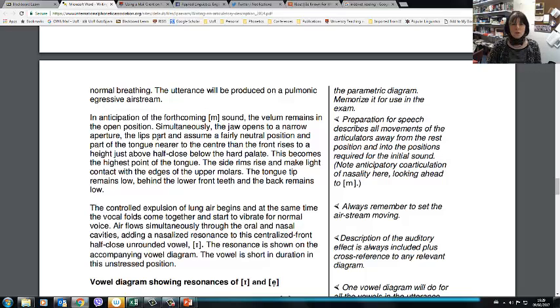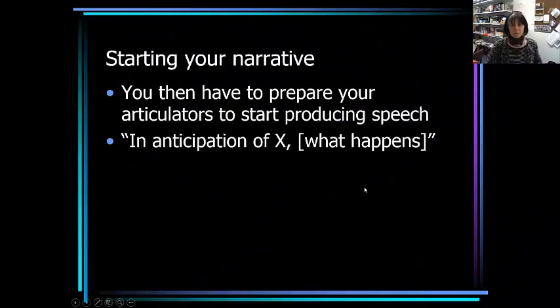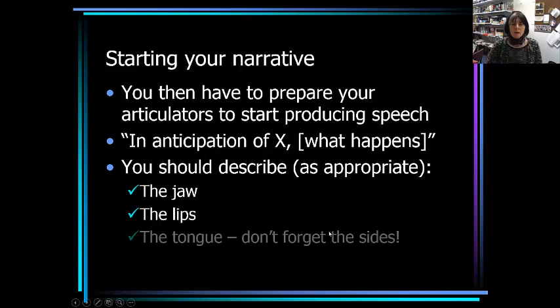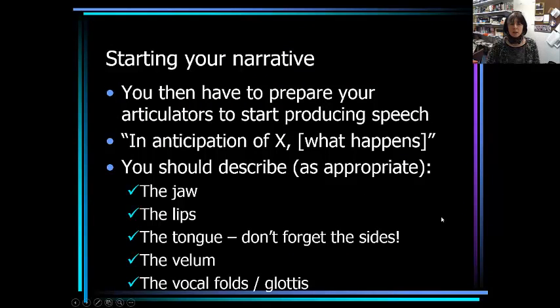Simultaneously, the jaw opens to a narrow aperture, the lips part and assume a fairly neutral position, and part of the tongue nearer to the centre than the front rises to a height just above half close, below the hard palate. So she's talking about the production of the vowel sound. You need to describe as appropriate the jaw, the lips, the tongue, don't forget the sides of the tongue, the velum and the vocal folds. So what are each of these things doing?